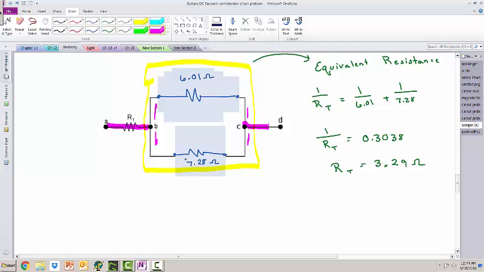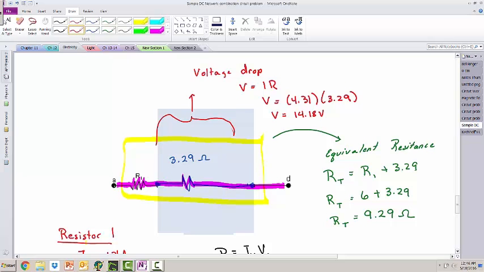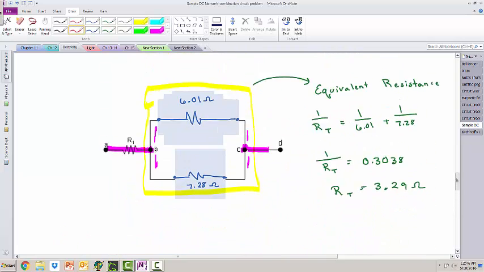We don't know how much goes through each branch, but we do know that the voltage drop from B to C is the same. So I'm going to use their equivalent resistance to figure out what the voltage drop is across this branch. So in this drawing of the circuit, we said that all of the electrons that go through resistor 1 go through this equivalent resistance. So to find out what the voltage drop is in this equivalent resistance of 3.29 ohms, just that guy, I'm going to take its current, 4.31 amps, times its resistance, 3.29. That gives me a voltage across this equivalent resistance of 14.18 volts.